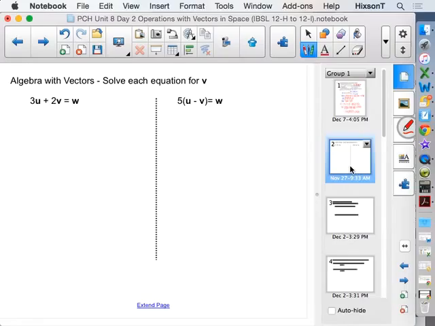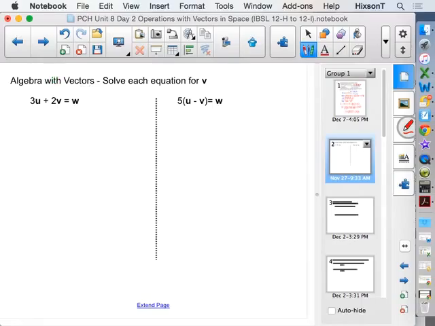Let's say that we know what this result W is, and we know it's going to take 3 U's and 2 V's to get W. And we know what U is, but we don't know what V is. So what would we have to put in for V? Well, we can use algebra to solve for vector V. And the nice thing is you can do algebra almost the same way you would anywhere else.